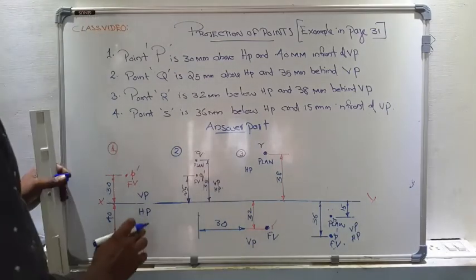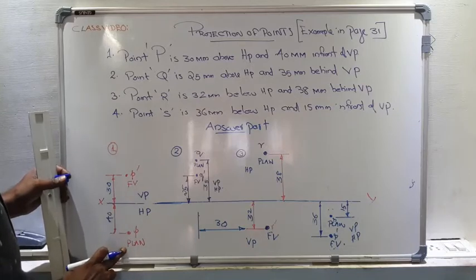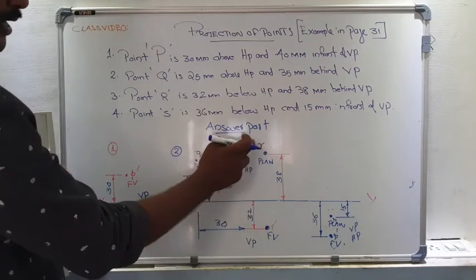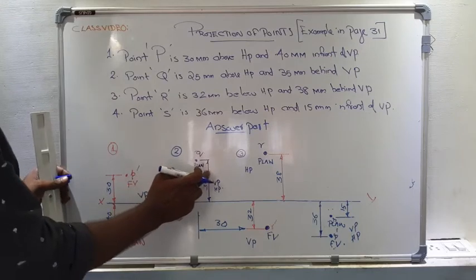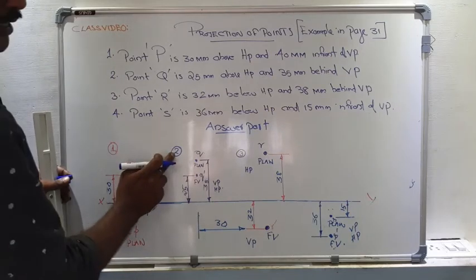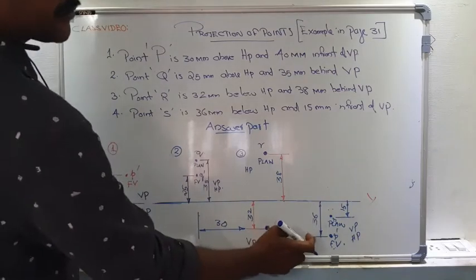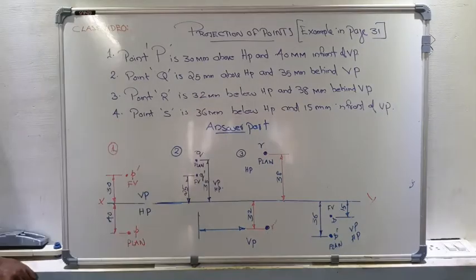Now once again, in the case of first quadrant, plan should definitely come below the XY line. In the case of third quadrant, plan should definitely come above the XY line. In the case of second quadrant, both plan and front view come above the XY line. Whereas in the case of fourth quadrant, both plan and front view come below the XY line. Okay. Now let's start our answer part.